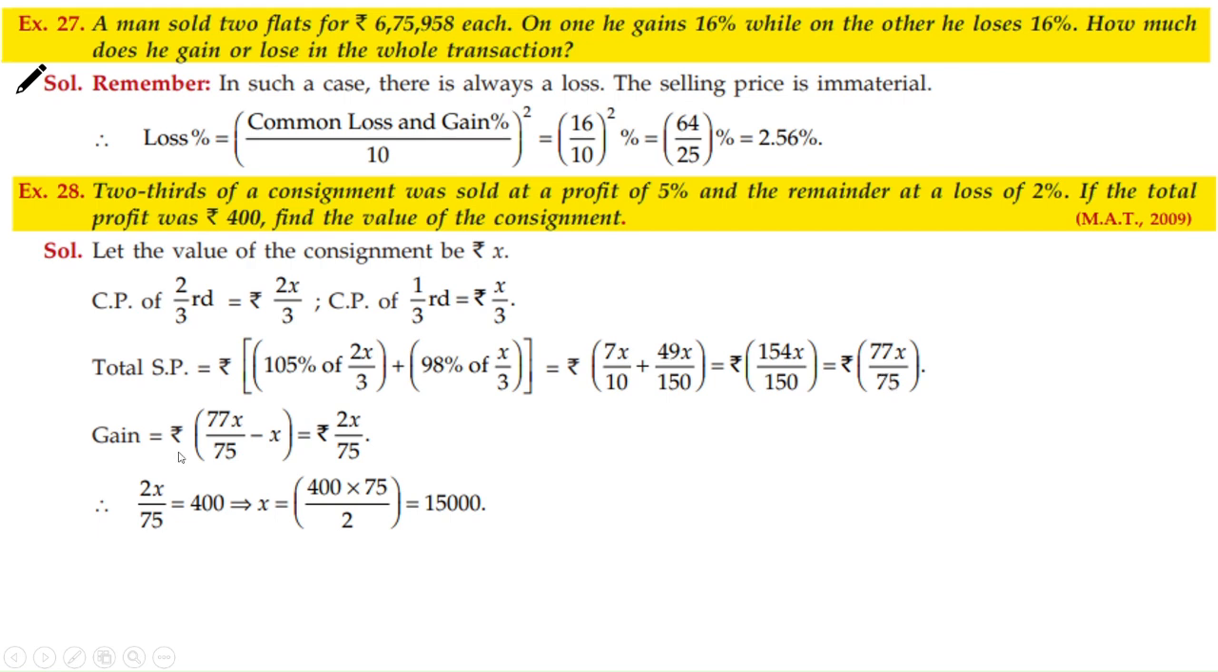Gain equals rupees 77x by 75 minus x, which equals rupees 2x by 75. Therefore 2x by 75 equals 400. That implies x equals 400 into 75 by 2, which equals 15,000.